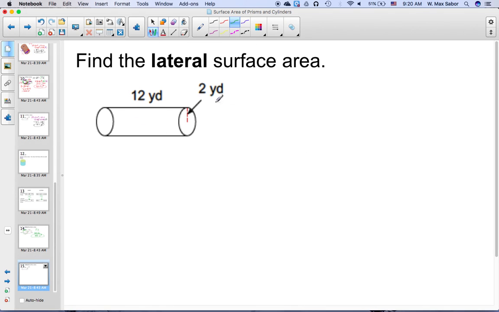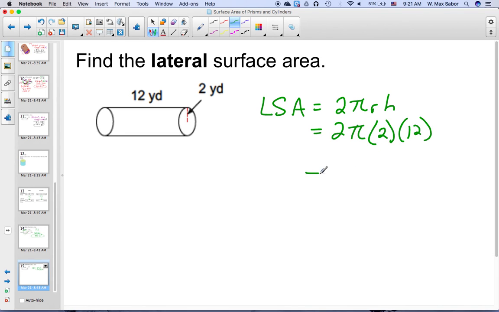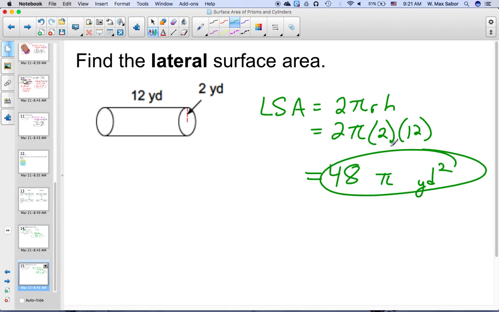One more. The lateral surface area is 2 pi r h. R was 2 and h was 12. Multiplying that together, we get 48 pi square yards. That's surface area and lateral surface area of prisms and cylinders.